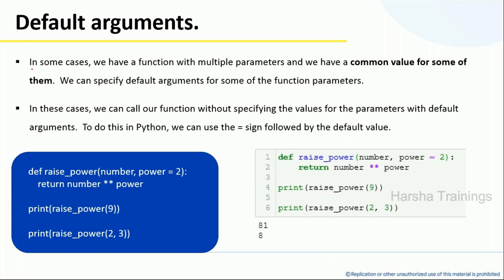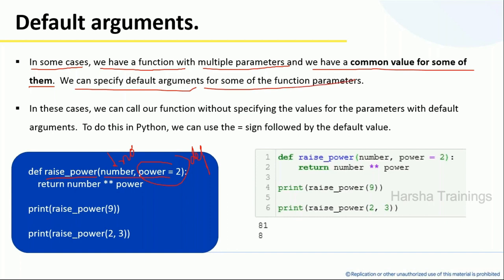The rules are, in some cases we have a function with multiple parameters where we have a common value for some of them. Here I wanted to have the common value power equal to 2. This is called a default argument, and number is called a normal argument. Are you getting me? Now we can specify default parameters for some of the function parameters. In these cases, we can call the function without specifying the values of these parameters.